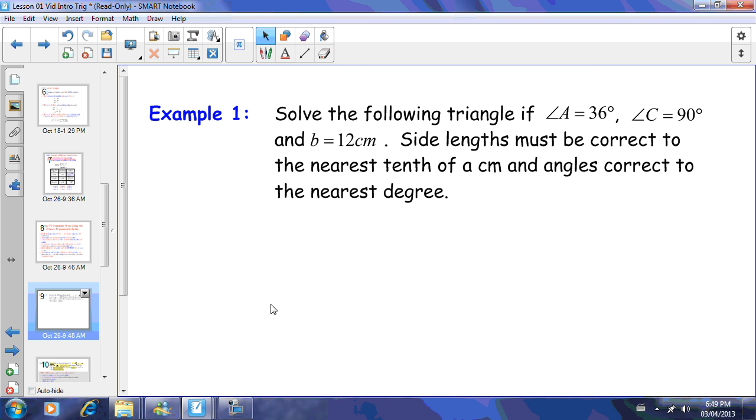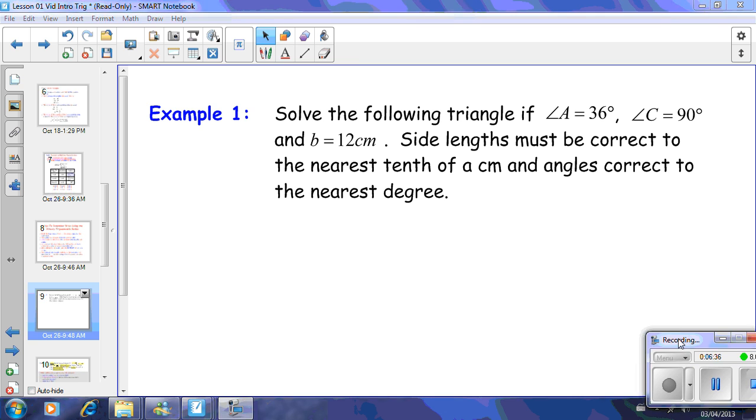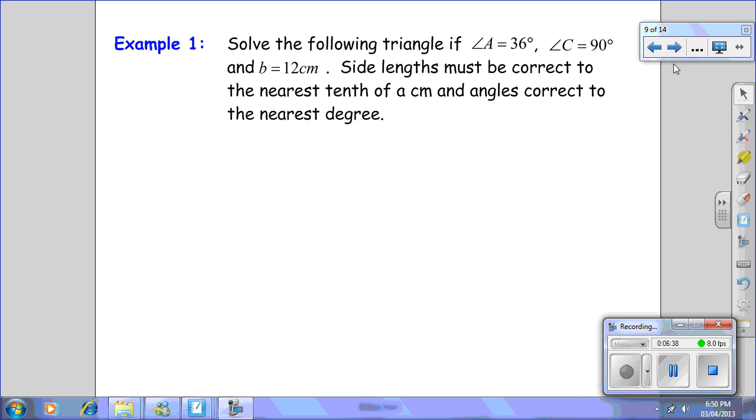So I'm going to pause this for a minute here. There we go. Sorry about that. I needed to get my toolbar back so I could get my highlighter.